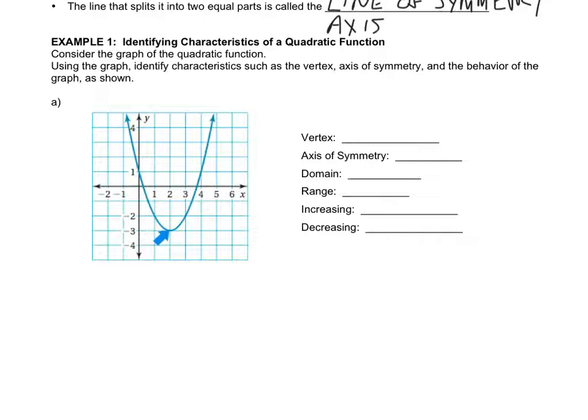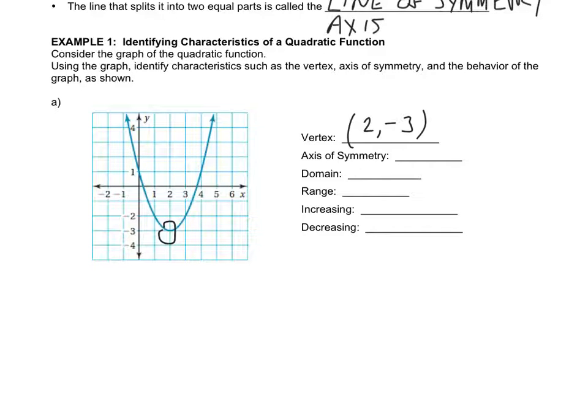Now, if this was going down and turning downwards, this would then be the highest point, but it still would be the vertex. The vertex is either the lowest or the highest point. So for the vertex, I just take the point right off the graph. The vertex is sitting right there at (2, -3).